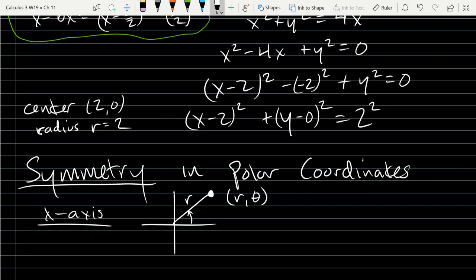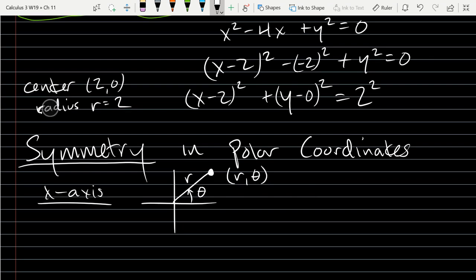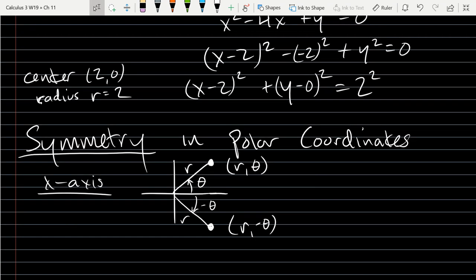So we have our radius and our theta. The symmetric point goes across the x-axis, so it's going to be the same point, except it'll be below the x-axis. So what happens to the angle to get down here to quadrant 4? Negative theta. We've got to spin the wrong way, so it's negative theta. Does the r change? R is going to stay the same. So it's a little bit weird. The second coordinate gets reversed or goes negative. And that gives us x-axis symmetry.